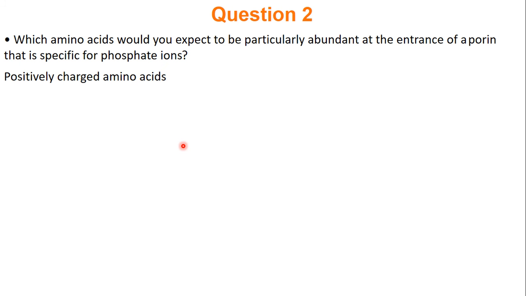So thinking about channels and how specific they are and what amino acids help them be specific, what amino acids do you think would be abundant in a porin that is specific for a phosphate ion? So phosphate ions are negative, therefore you would expect positively charged amino acids to be at the entrance.